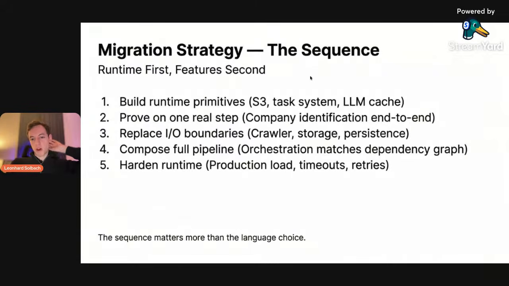So how did we approach our migration? First, we built the primitives. Then we started to implement some first pipeline step. We then continued to compose the full pipeline, and at the end we of course had to test it somehow.